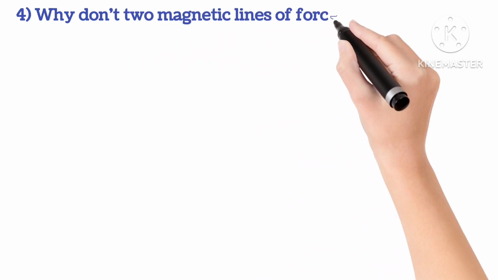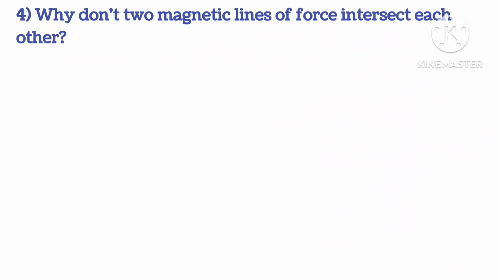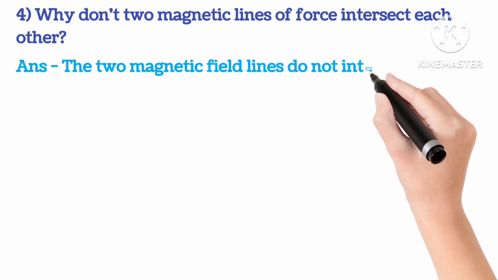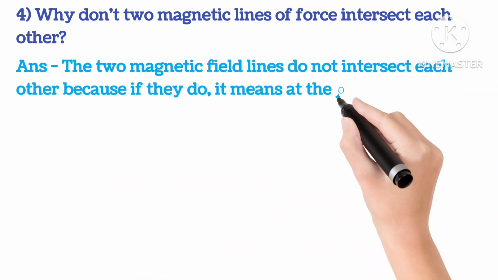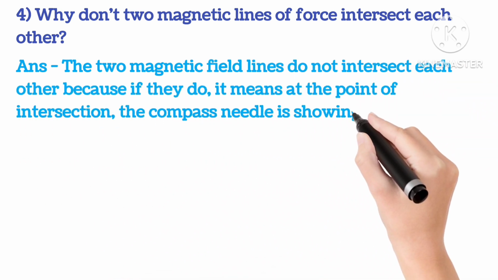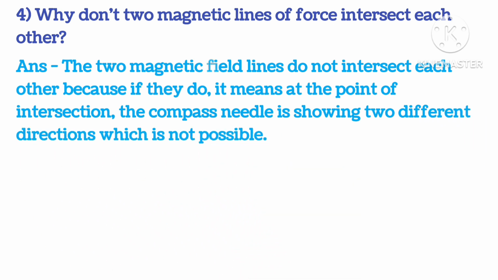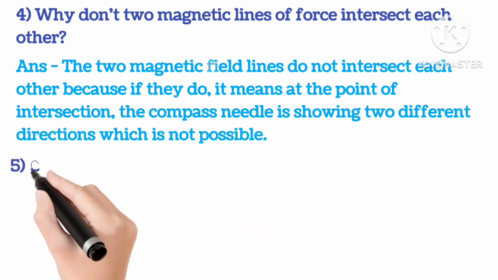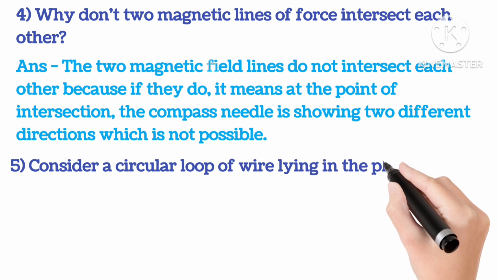Why don't two magnetic lines of force intersect each other? The two magnetic field lines do not intersect each other because if they did, it would mean that at the point of intersection, the compass needle is showing two different directions, which is not possible.